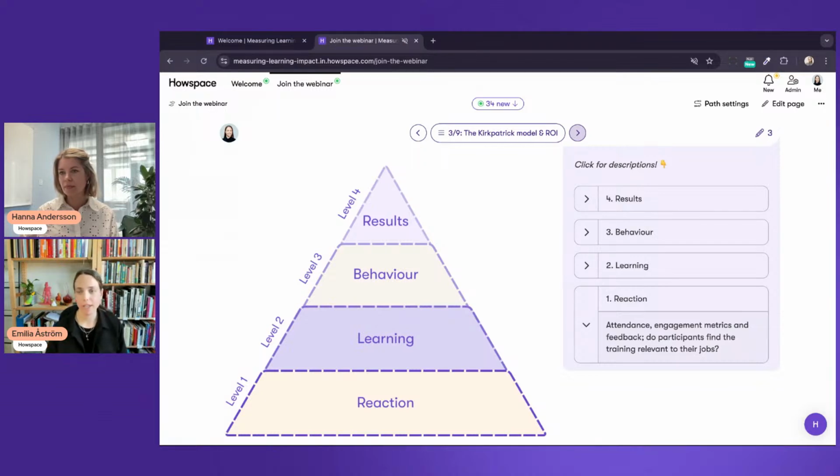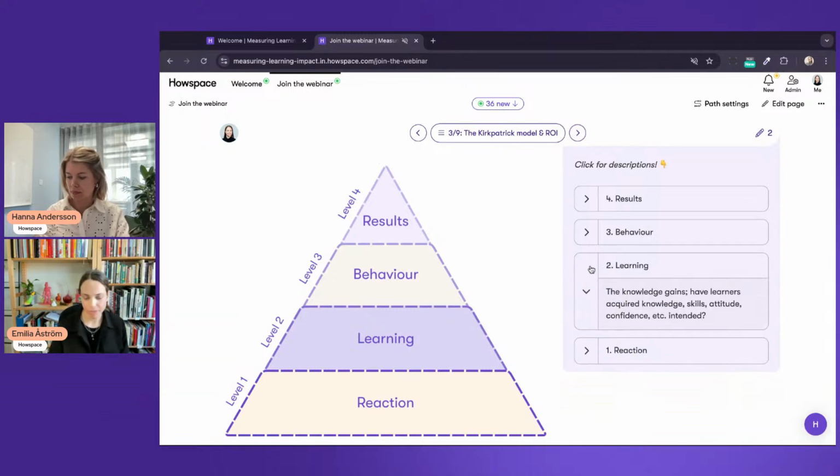And at this level, we can measure things such as attendance, engagement, but also feedback. And these quick wins are things that are quite easy to measure. And most traditional learning tools can also do this, but they don't really tell us if learning or change has taken place yet. So in the next level, where we look at learning, here we are going to look at if the learner has acquired the knowledge, skills, attitudes, confidence, or commitment that the program was intended to achieve.